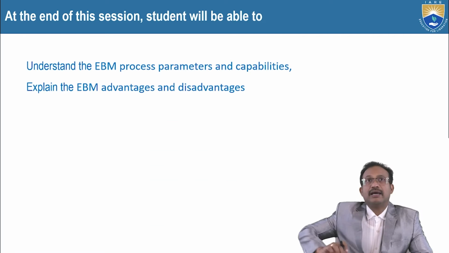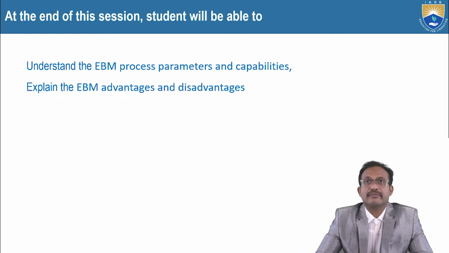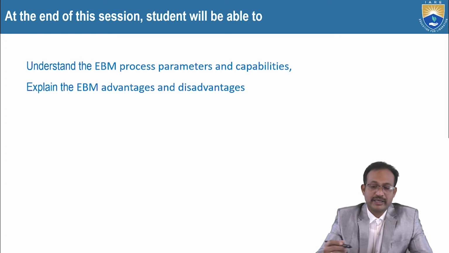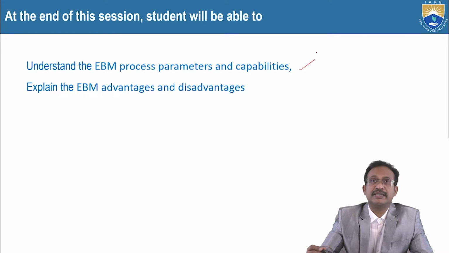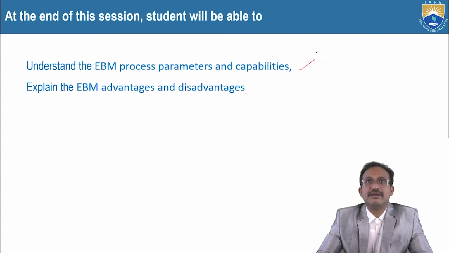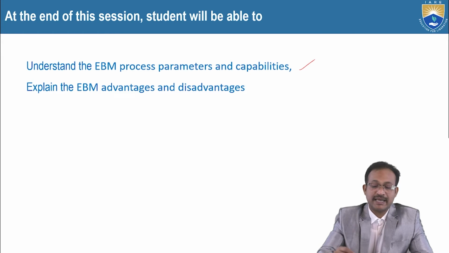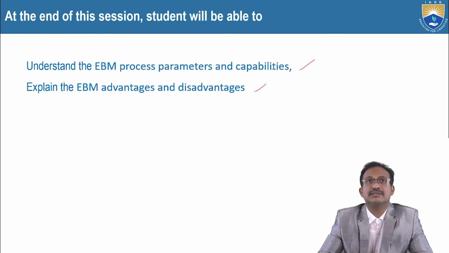These two are the course learning outcomes of today's topic. At the end of this session, students will be able to understand the electron beam machining process parameters and capabilities. The second course learning outcome is to explain the EBM advantages and disadvantages.